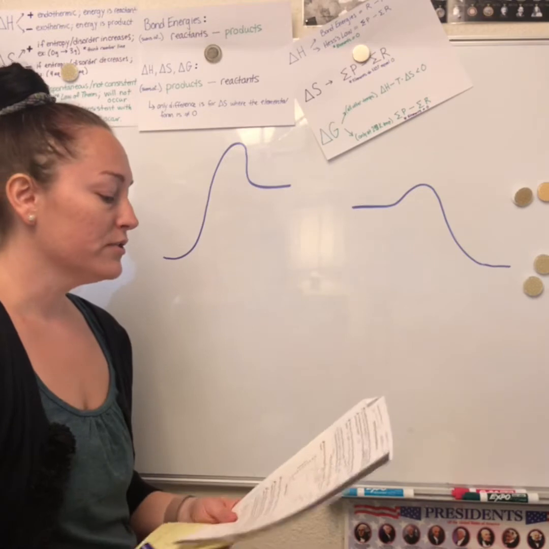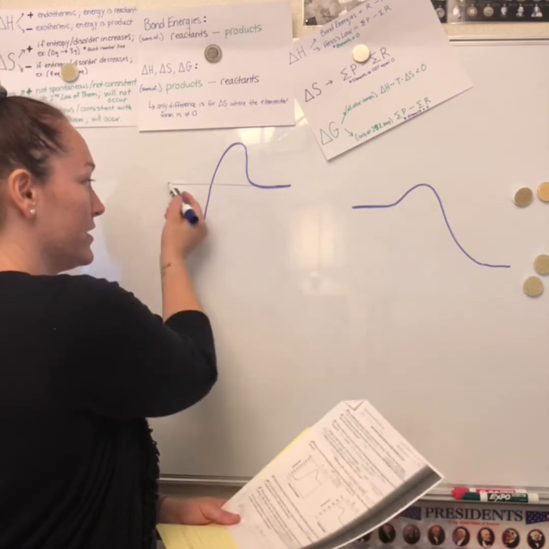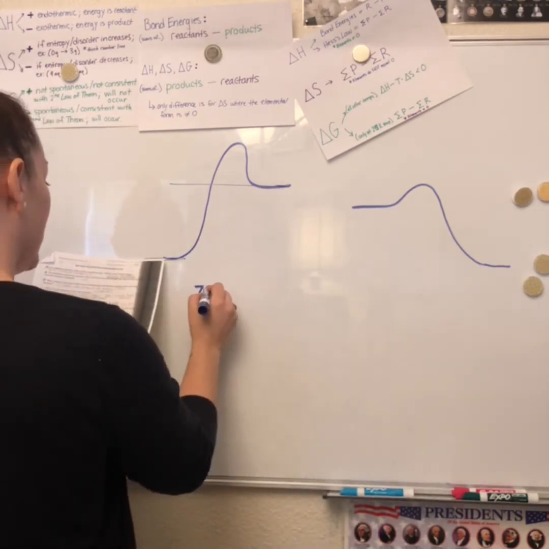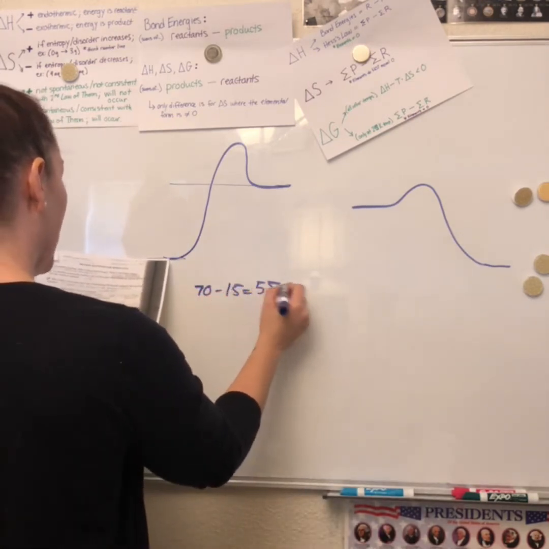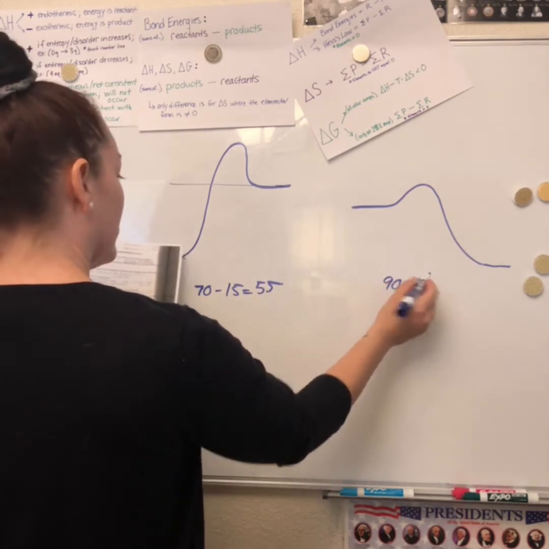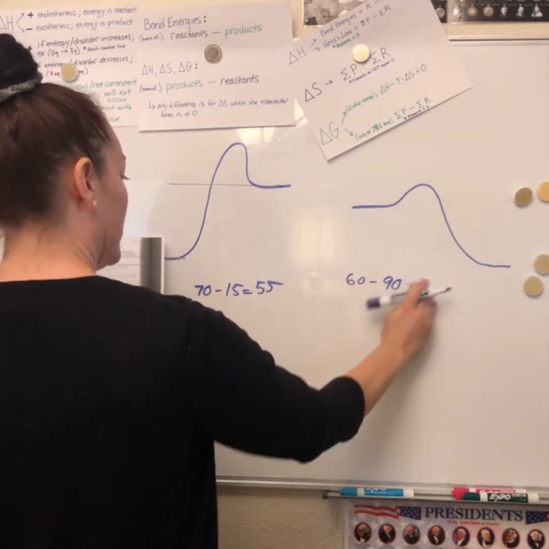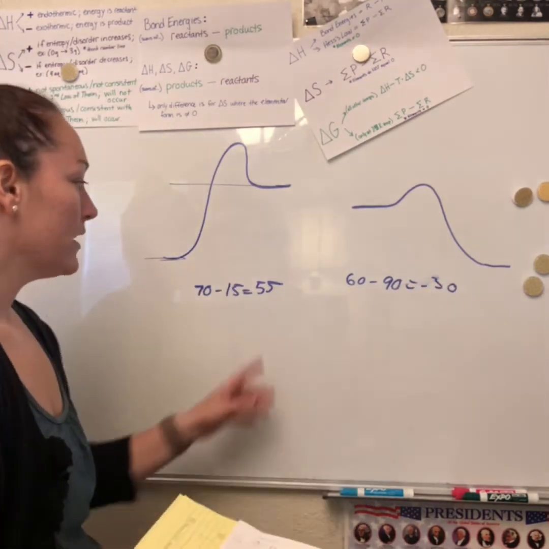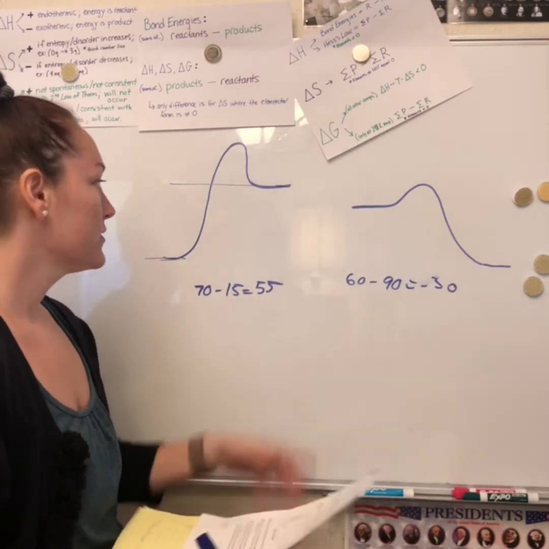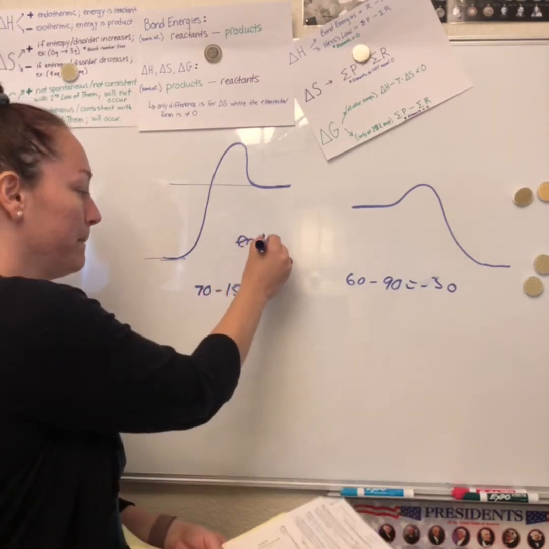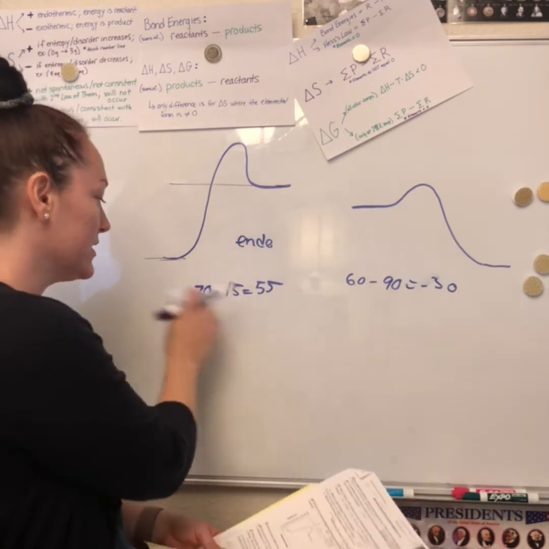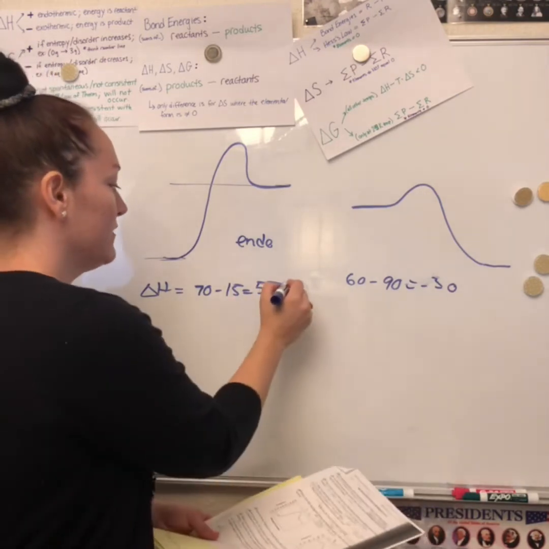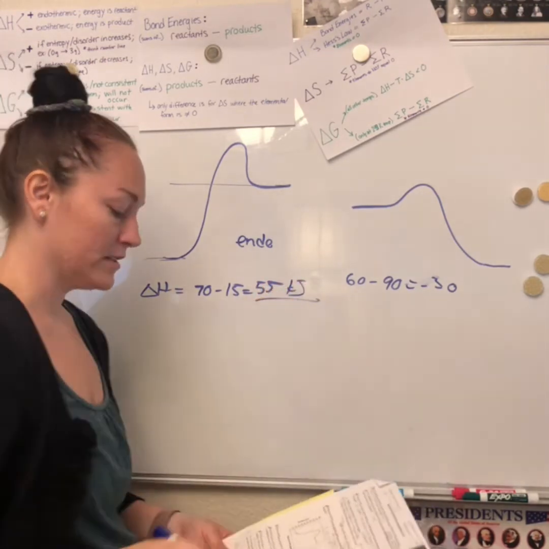So really all you have to do is take your products over here, whatever this value is, minus whatever this value is. So for that first one, I had 70 minus 15, it's 55, and over here I had 60 minus 90. And that equals negative 30. So they asked, which one's endothermic? We want a positive answer. So this one is endothermic. And then it asked, what is the delta H? Well, this is the delta H. That's how we found it. So I would say 55 kilojoules. That's my delta H. Okay.